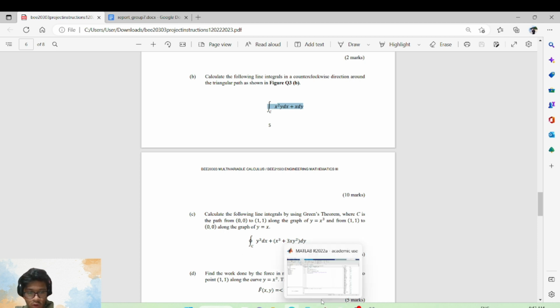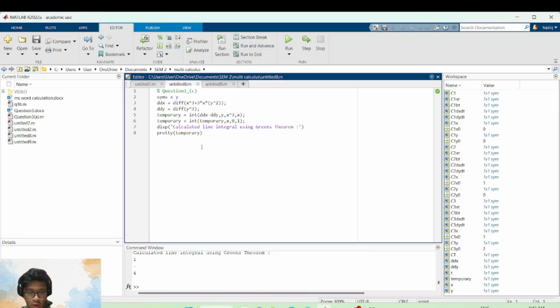So for question 3c, this is the code that we wrote in the editor using MATLAB. So run the simulation. The value that we get is 1/4. So between the value from the software and the manual calculation that we get, it is the same.